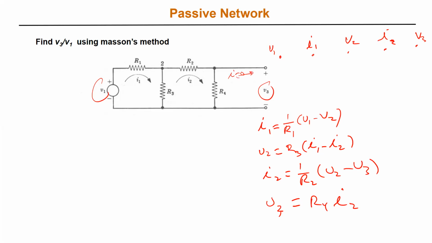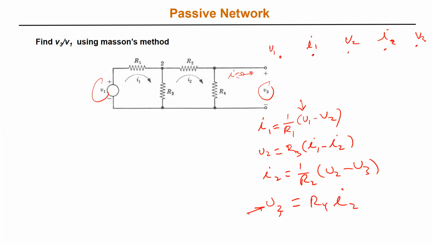Okay. Now, the objective is to relate V3 to V1 and eliminate anything in between. We are going to do it, as I said, through Mason's rule and the signal flow graph. Now, let me convert those equations to construct my signal flow graph.